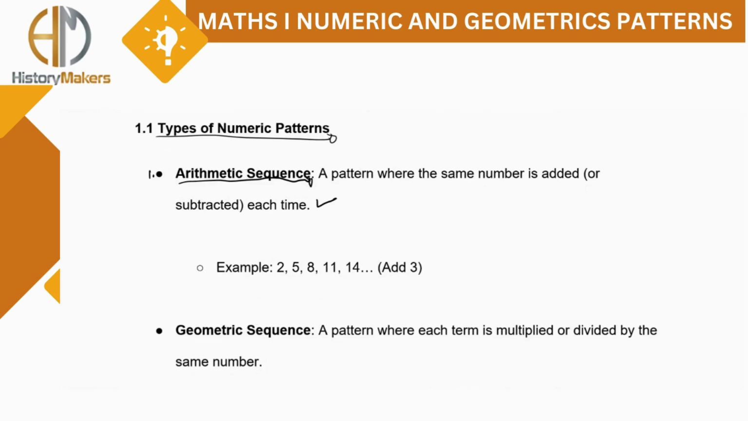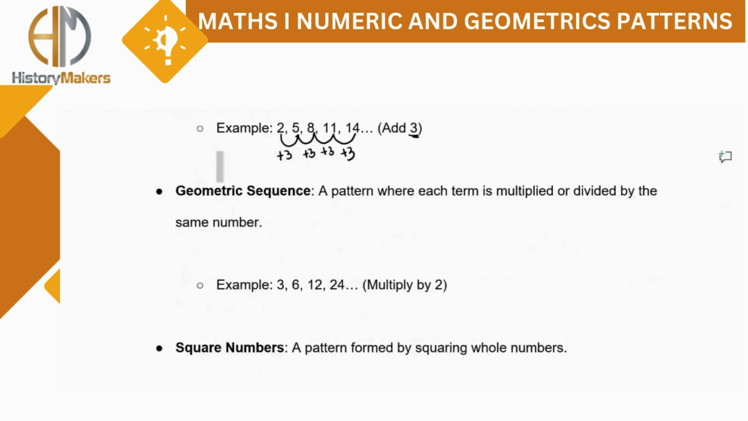So this is all that happened. For them to get to 5 from 2, they added 3. For them to get from 5 to 8, they added 3. For them to get to 11 from 8, they added 3. And for them to get to 14 from 11, they added 3. So this type of pattern is called an arithmetic sequence, where the same number is added or subtracted each time. In this case, it was our 3.